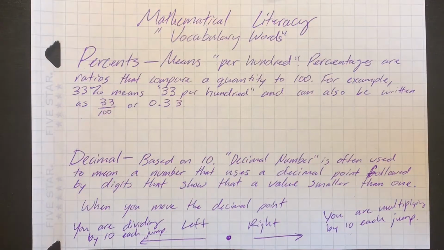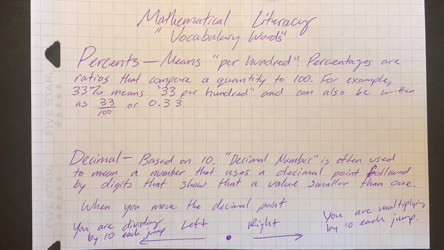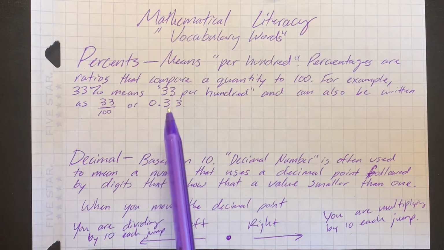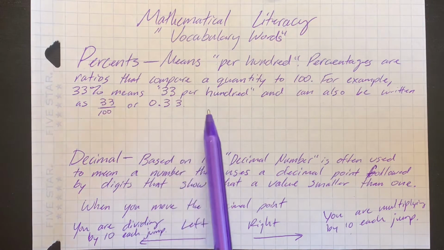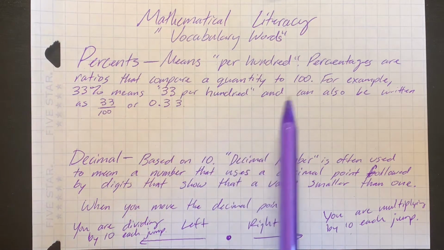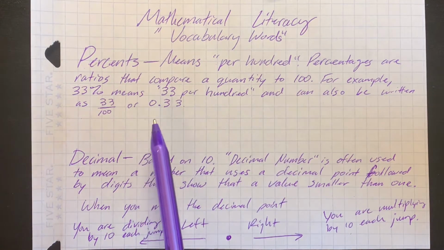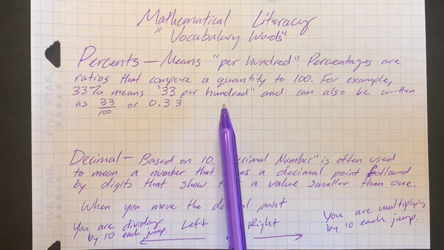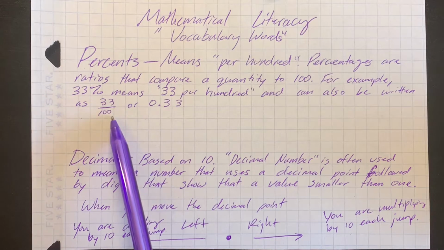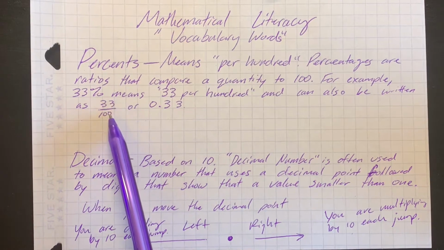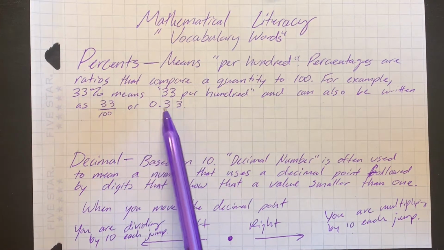All right, so we're going to do some mathematical literacy, and by that I mean vocabulary words. The first one, we're just going to piggyback right off the last lesson, 4.1. So we have percents. Now that means per 100. Percentages are ratios that compare a quantity to 100. For an example, 33% means 33 per 100. And that also can be written as a fraction, 33 per 100, or 33 out of 100, or 33 hundredths.